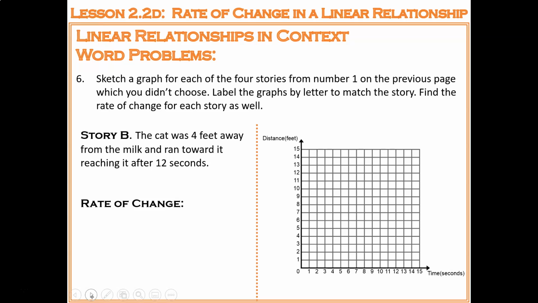Story B is another one we didn't use. The cat was 4 feet away from the milk and ran towards it, reaching it after 12 seconds. So we're going to start at the 4. So we're going to take 12.